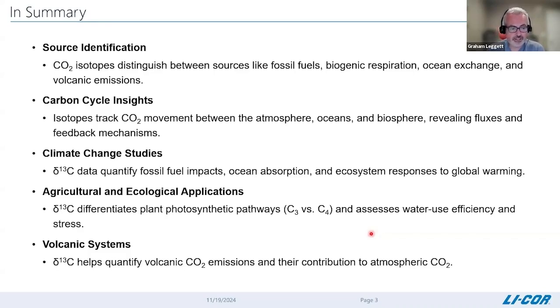Agricultural and ecological applications, Delta 13C there can differentiate different plant photosynthetic pathways, so C3 versus C4 plants, also assess water use efficiency and stress within those systems. And then finally, volcanic systems. So Delta 13C can help quantify volcanic CO₂ emissions and their overall contribution to atmospheric CO₂, which during perhaps a large eruption event can be very significant in a short space of time.